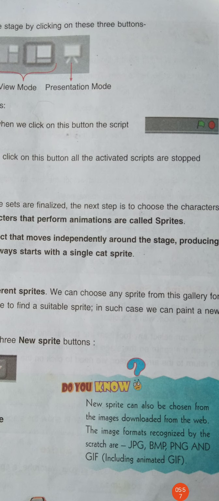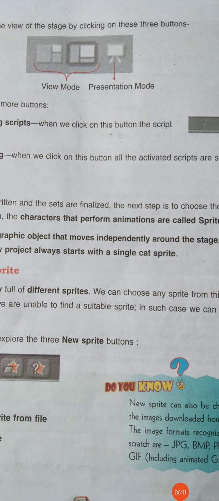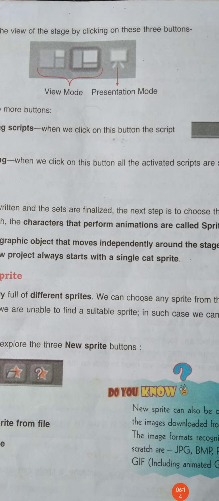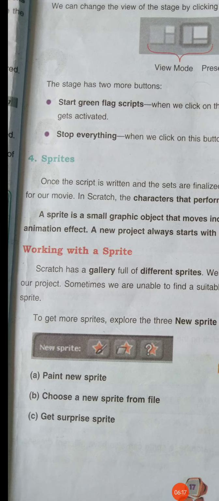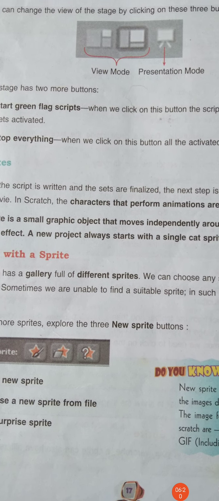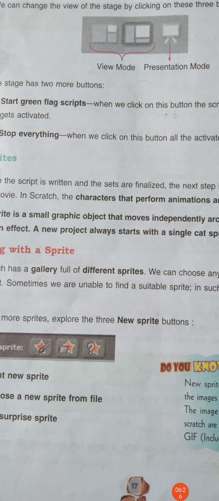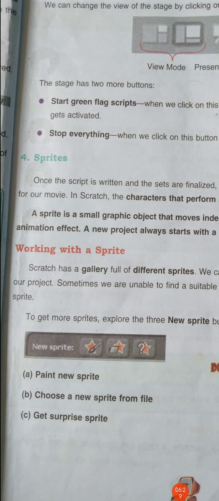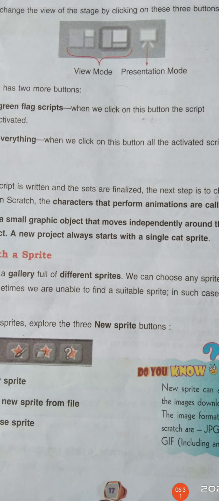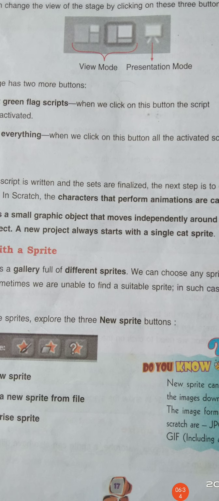When it moves along the x-axis or y-axis, on the negative side or the positive side, or continually in any area, that is called animation. Movement is there. So in Scratch, the characters that perform animation are called sprites. A sprite is a small graphic object that moves independently around the stage, producing an animation effect. A new project always starts with a single cat sprite. By default, as I am showing you, a single cat sprite appears.